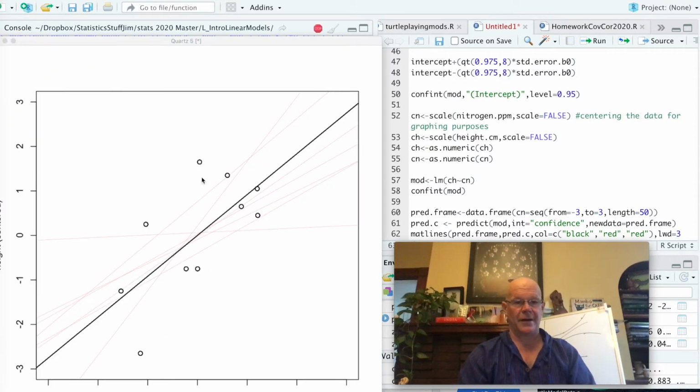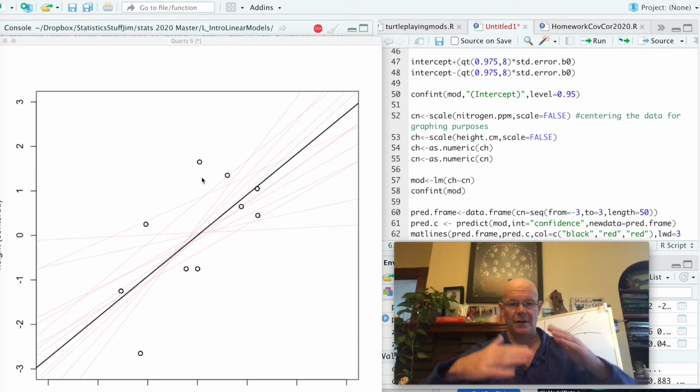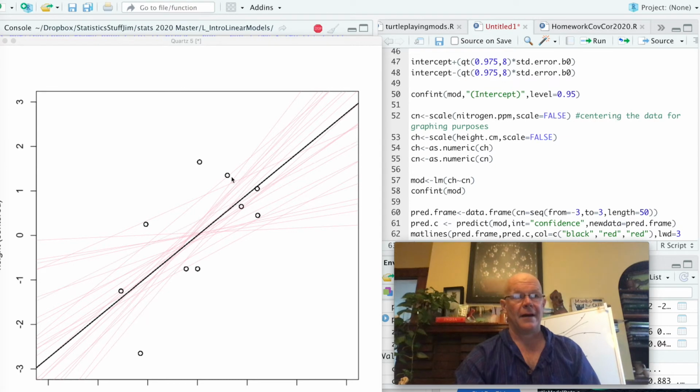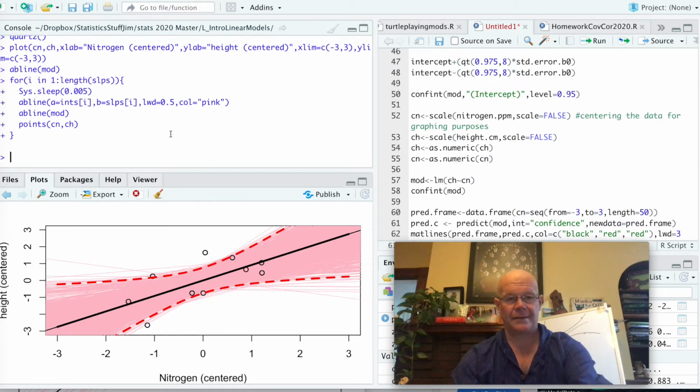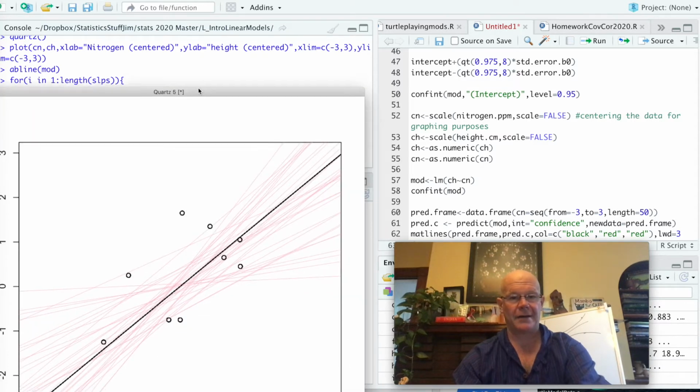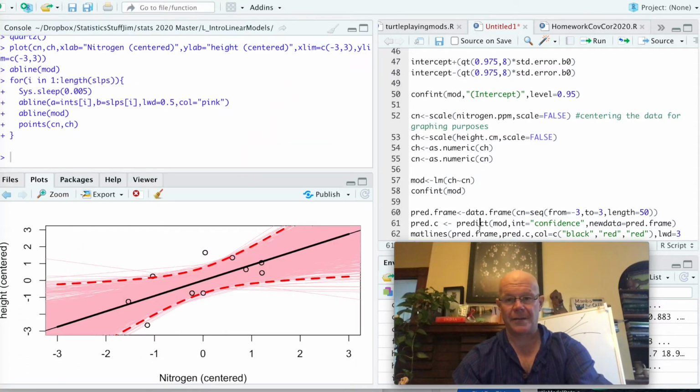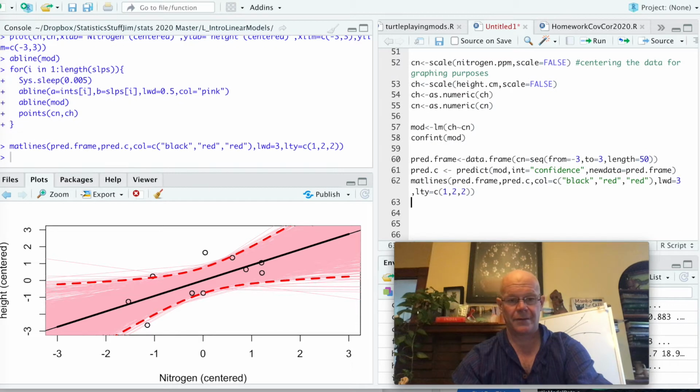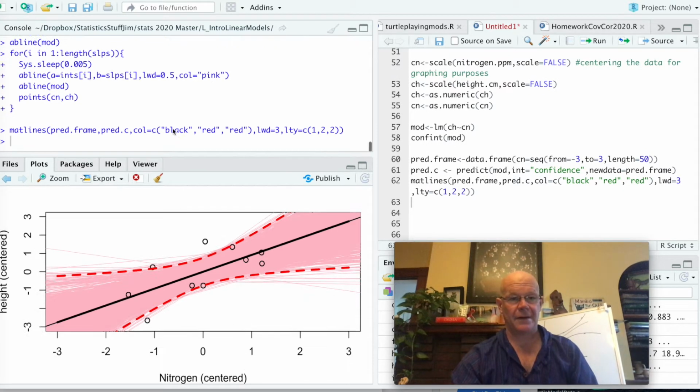All right. So that's all of our possibilities that we have sampled from that. And then if I were to stop that, go back to this, and now use matlines. Oh, it's right there. Good.